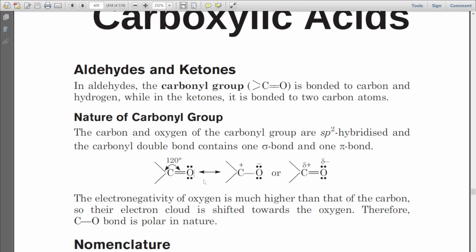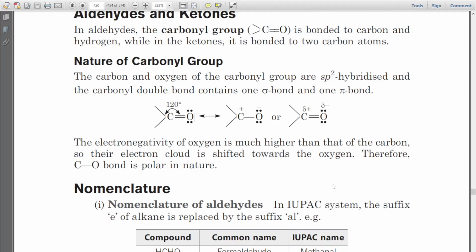electronegativity difference of carbon and oxygen respectively, which gives them partial positive and partial negative charges, which would be used further in the reactions which we will see in the upcoming part of the chapter.